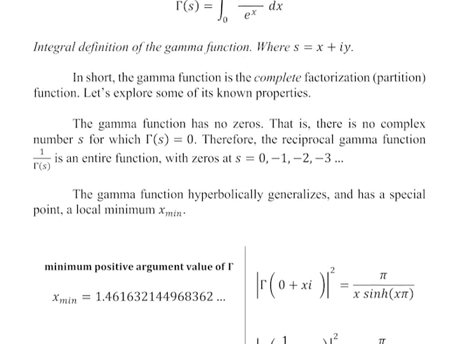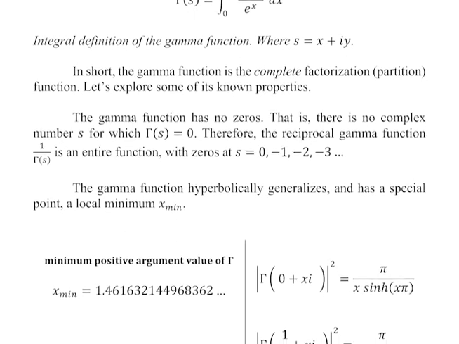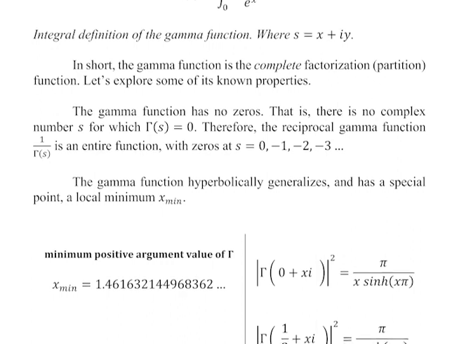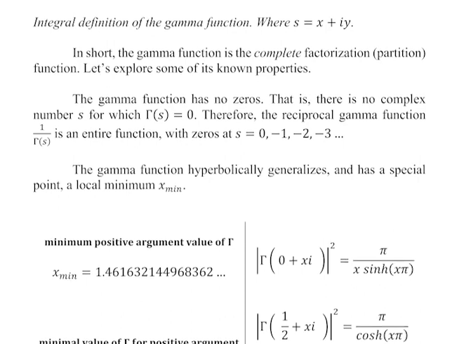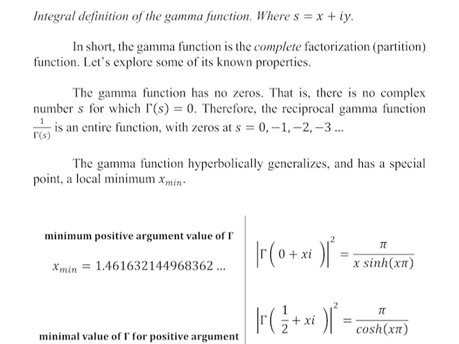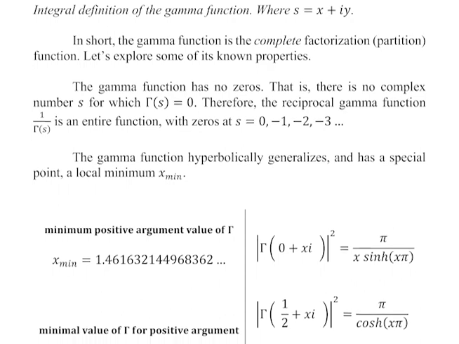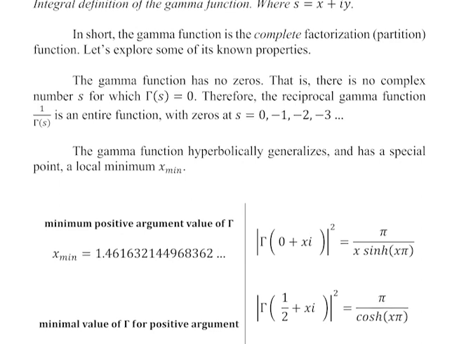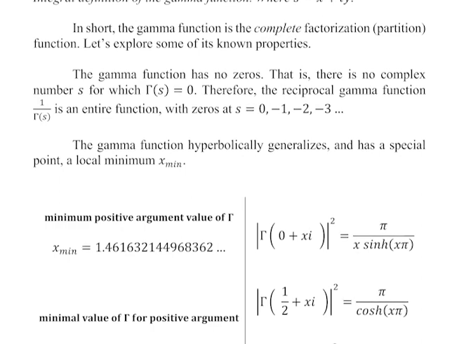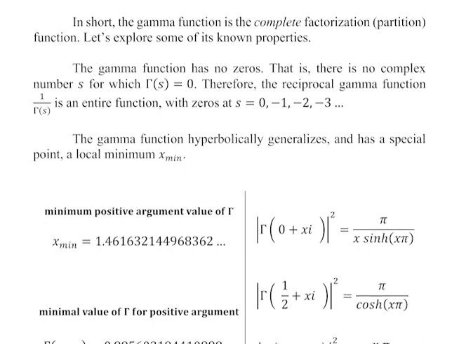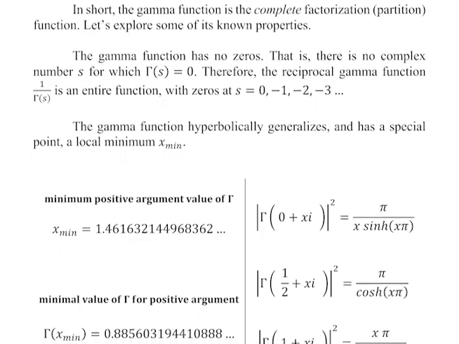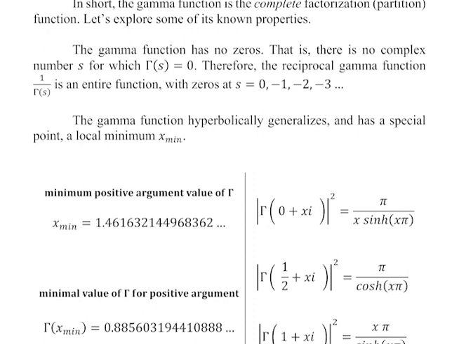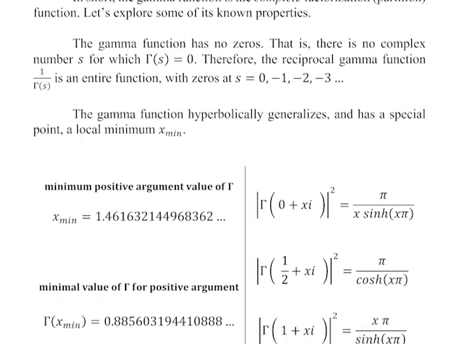The gamma function hyperbolically generalizes, and it has a special point, a local minimum we call x min. We're going to label that special point and keep track of it from now on, but also we're going to keep track of its gamma value. So we put that special point, the minimum value, in the gamma function and keep track of what the gamma function's value is at that point too. So we have two special values that we care about now because we care about the gamma function.